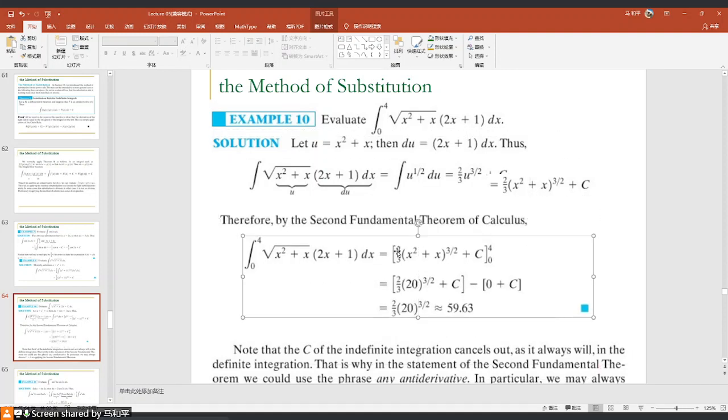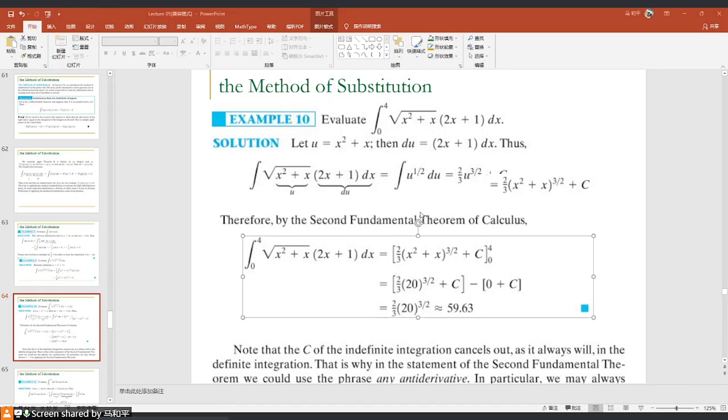Here, this is our answer. Let u be x squared plus x. We find that du is equal to (2x plus 1) dx. Let's see Fatimo's, this is x cubed. Here, x squared plus x is z, and (2x plus 1) dx is dz. The square root of z dz, right?